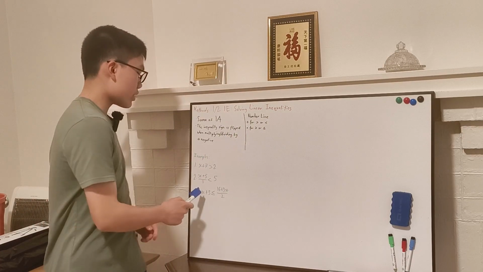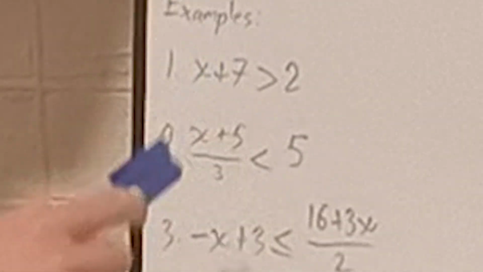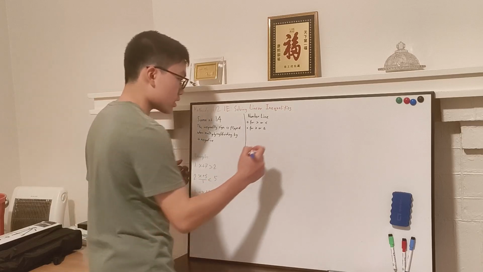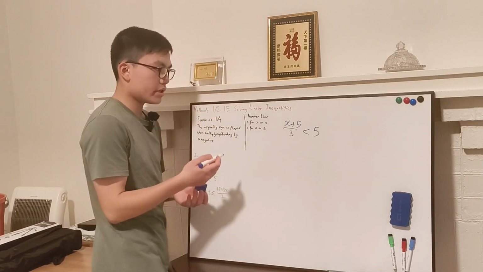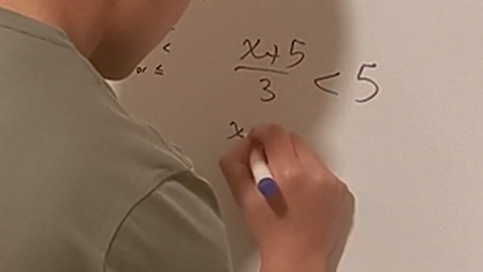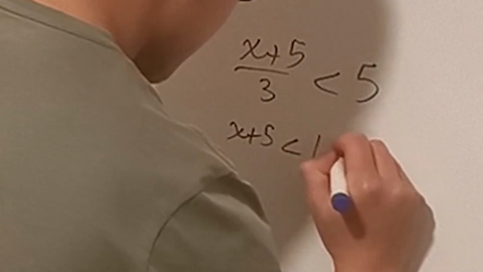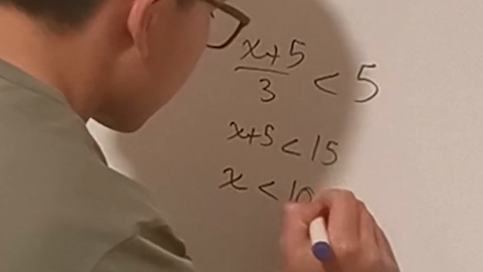Okay, now for the second question, it says x plus 5 over 3 is less than 5. Here's what we're going to do. We're going to write down the question here and solve this like a normal linear equation. So we're going to multiply both sides by 3. That becomes x plus 5 is less than 15. And then bring the 5 over to the other side. So that becomes x is less than 10.